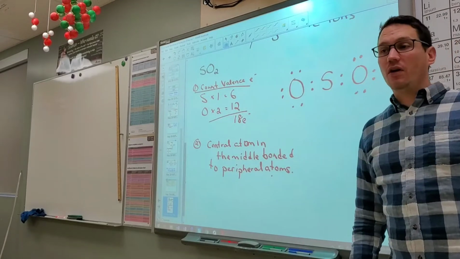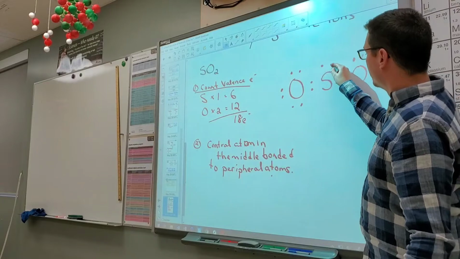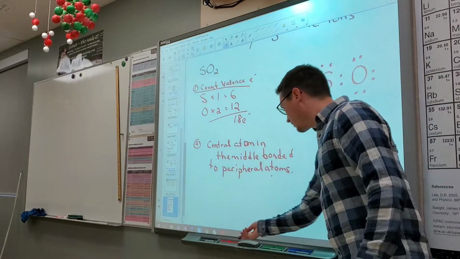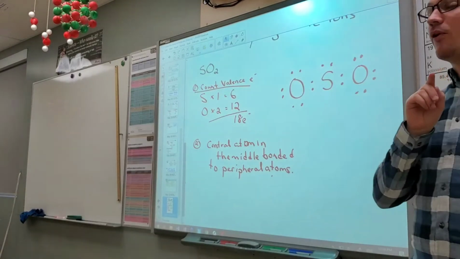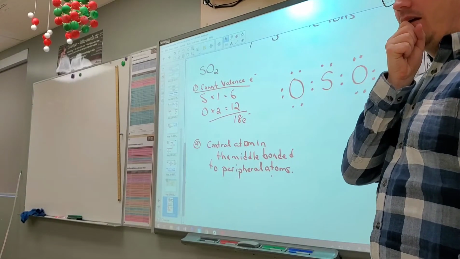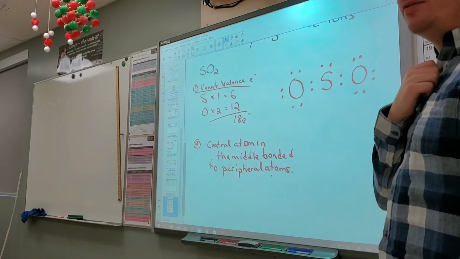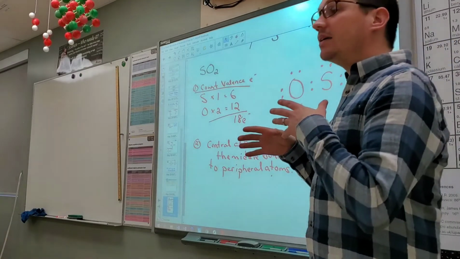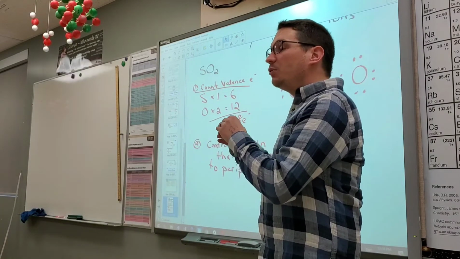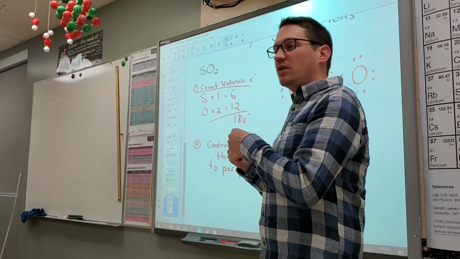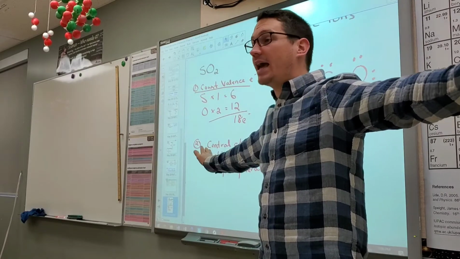What's the only other option? I'm going to put it on the sulfur. Now there's a problem. Do you see the problem here? Sulfur's valence shell is not full. Is there any way at all that we can move some electrons so that everybody's happy? Remember, everybody has to be totally happy here.